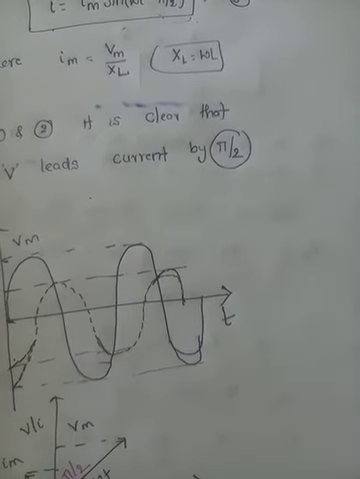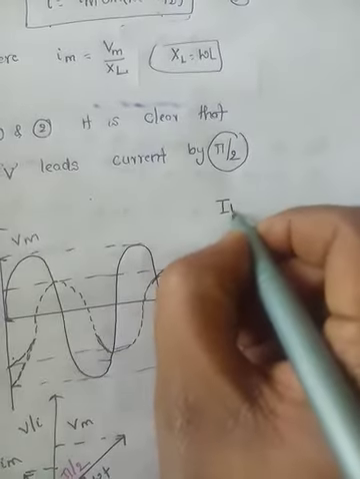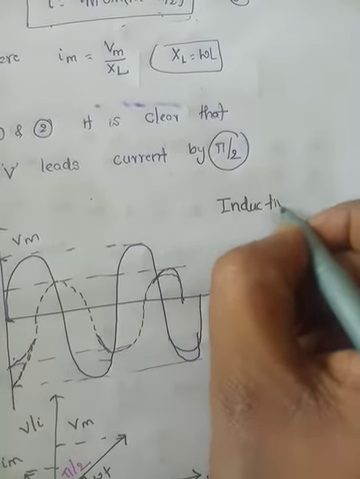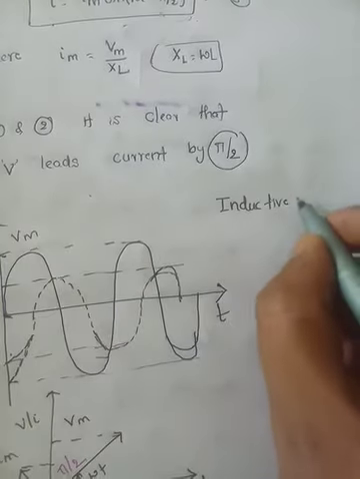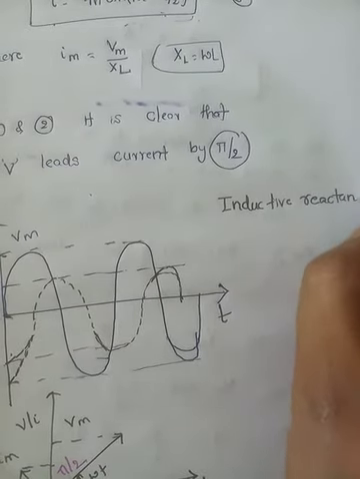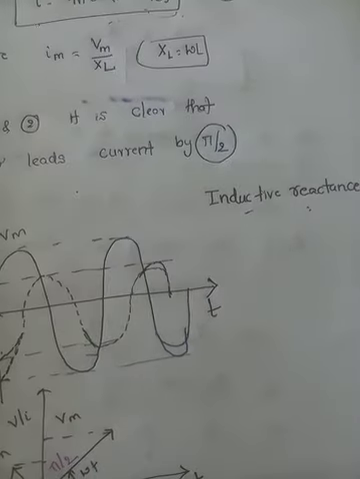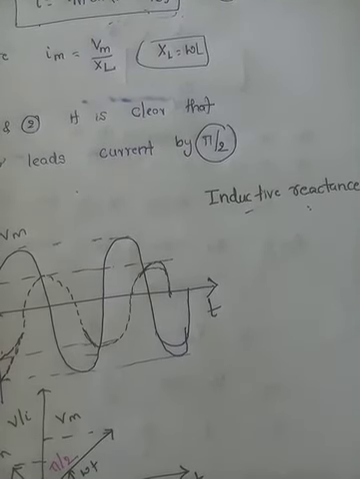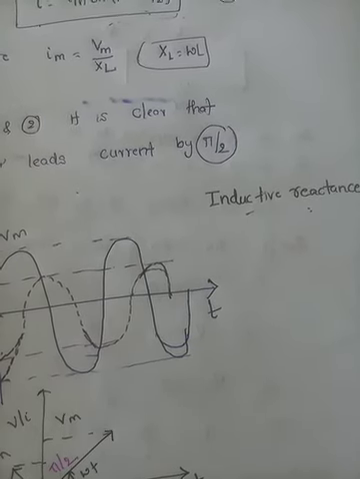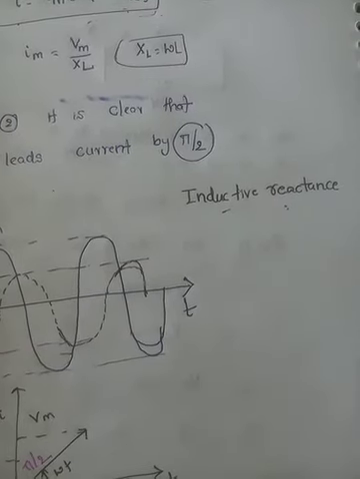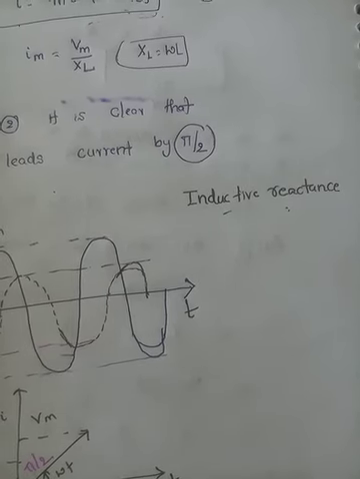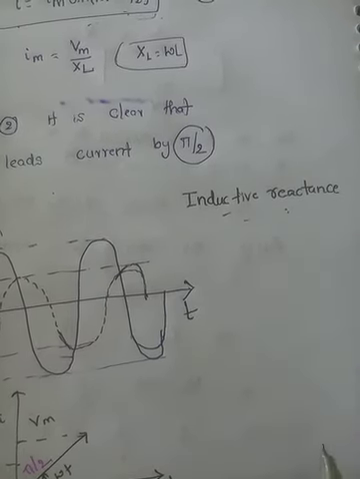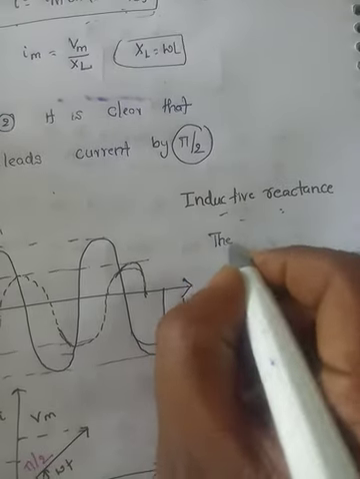Next, coming to the point, XL. What is XL? XL, already we said that, is inductive reactance. What is inductive reactance? As we know very well, when there is change in flux, it induces EMF. This EMF opposes the change of current, means it is opposing the AC. Which is opposing AC? Inductor. So, that opposition of inductor to the flow of AC is called what? Inductive reactance.